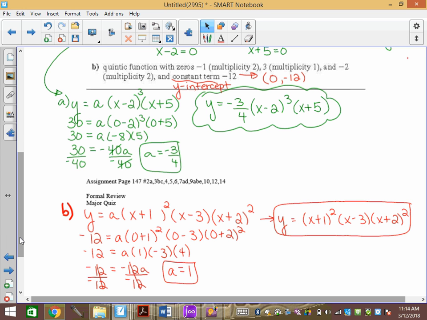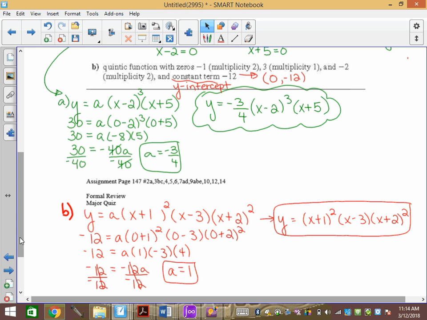So what are my x-intercepts on 3a? X equals -3, multiplicity 1. X equals -2, multiplicity 1. X equals 1, multiplicity 1. Same thing as this, right? You just have to pull the x-intercepts off. And you also need a point in order to find A, correct?